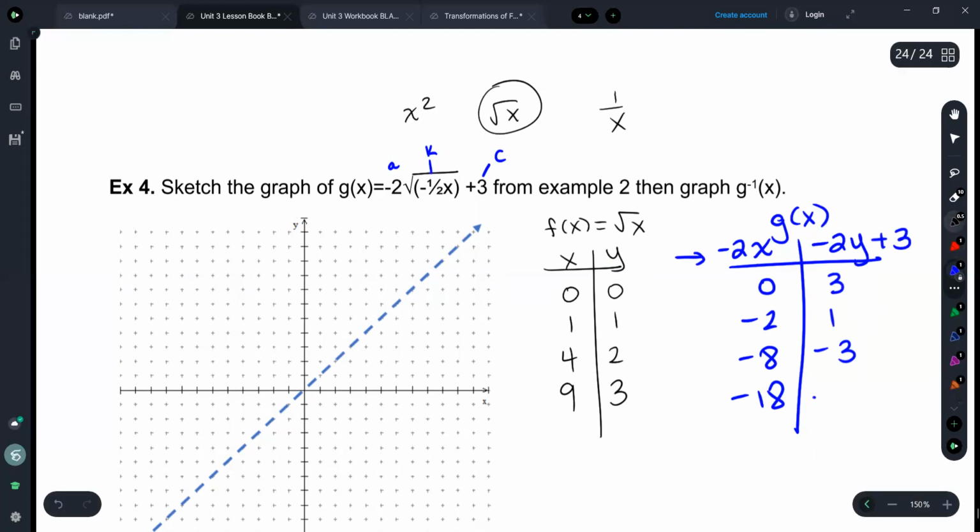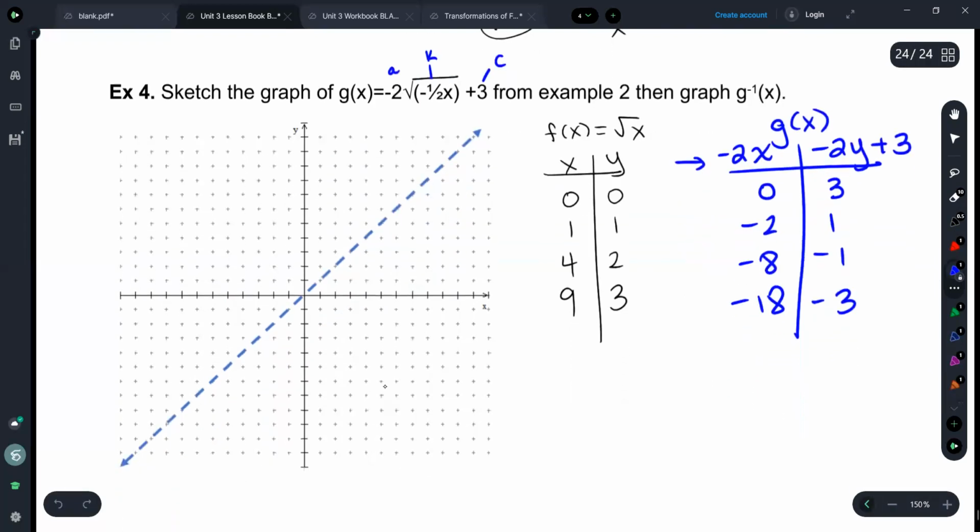Oh, I did that wrong. -1, -3. Okay. We're just going to graph this to start. We're not going to graph the parent function because it just says graph g of x and g inverse of x. So let's just do g of x onto the graph here. I'm going to do a scale. Let's say we'll do the y's by 1s and the x's by 2s, just so that we can fit that -18 point on there.